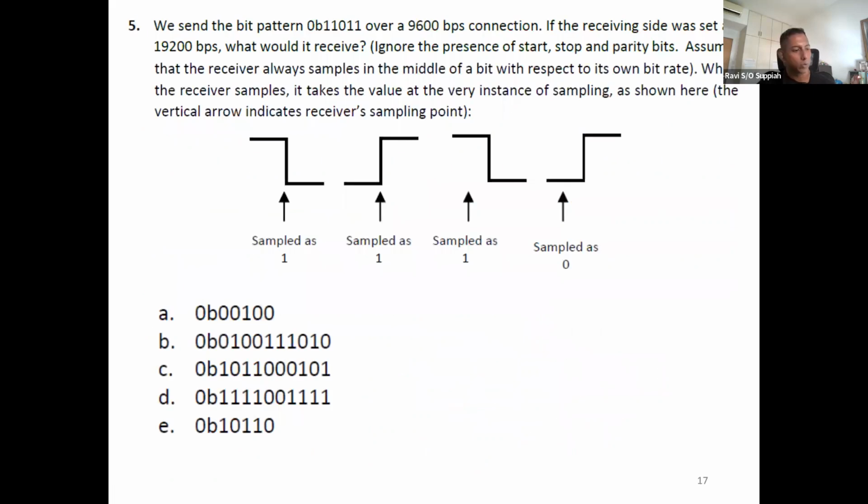So for this question, we send this bit pattern at 9,600 bits per second, and the receiver side is going to sample it at double that bit rate. We are asked to assume that the receiver samples in the middle of a bit with respect to its own bit rate.